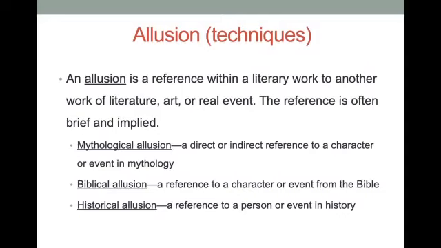Now, as we continue on to the techniques of fiction, we've got an allusion, and there are several different kinds. An allusion is a reference within a literary work to another work of literature, art, or perhaps a real event. The reference is often brief, and sometimes it might not be directly stated, they might just imply it. For example, a lot of times we will see a lot of things coming from history or mythology or biblical allusions. So mythological allusion would be a direct or indirect reference to a character or event in certain mythologies around the world. Biblical allusion would be a reference to a character or event from the Bible. And historical allusions would be references to a person or an event in history. Now, of course, there could be other allusions where we're alluding to a work of art, another book, or another piece of literature, but the most common three are mythological, biblical, and historical.